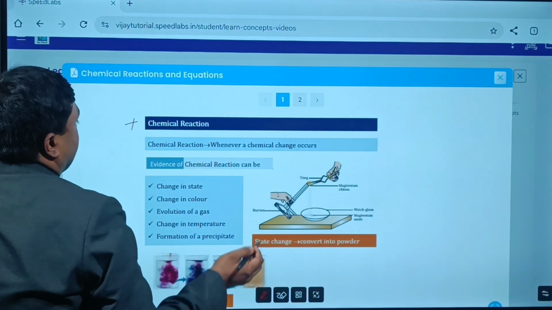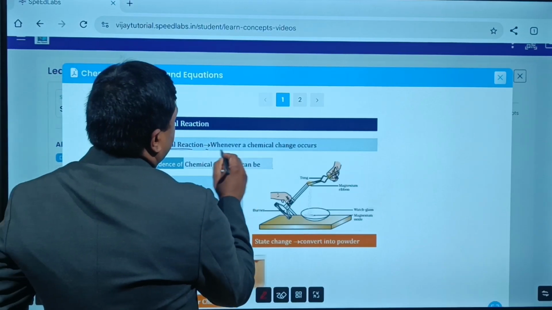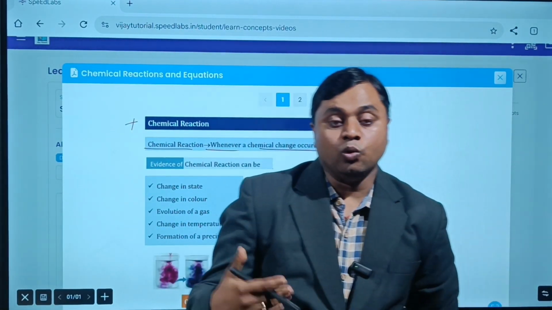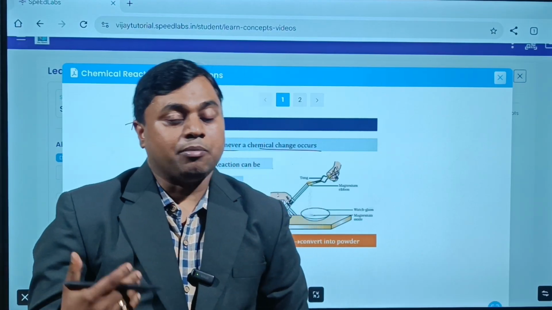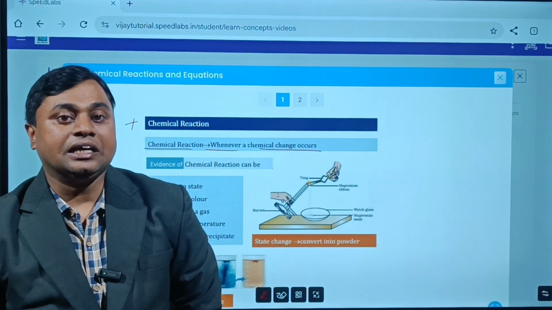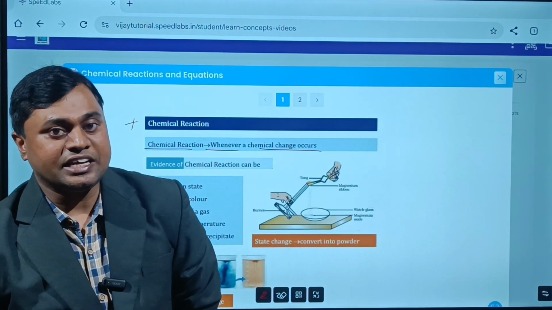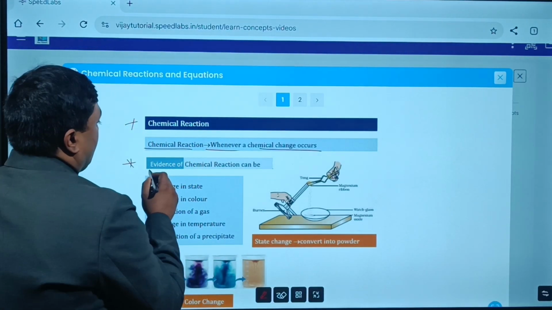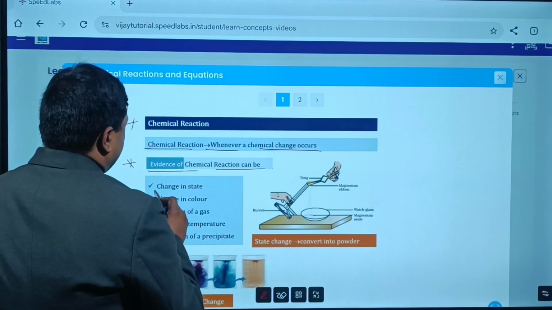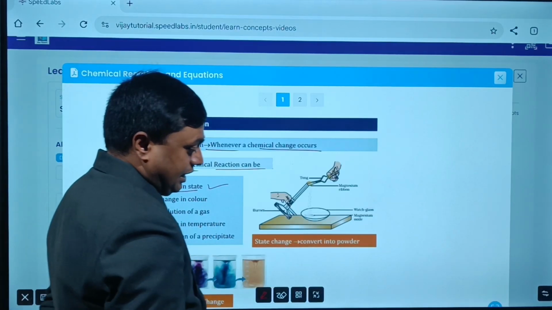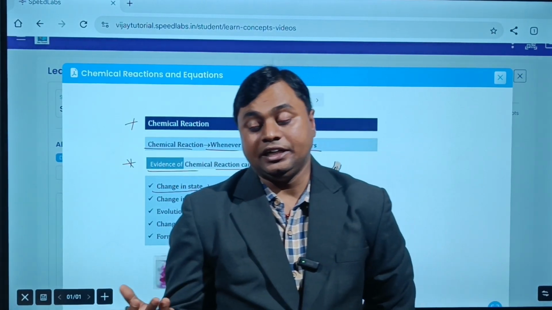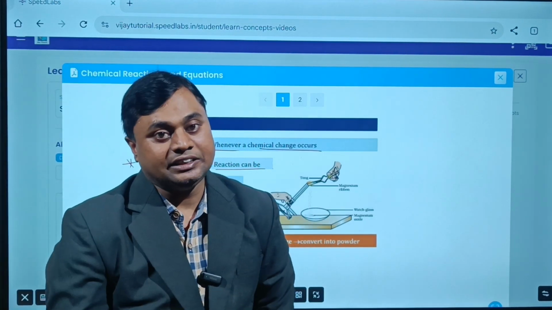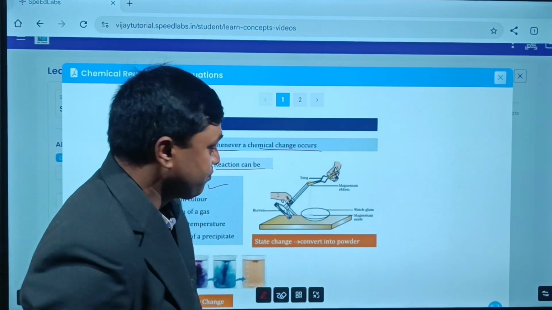Chemical reaction. What is a chemical reaction? Generally whenever a chemical change occurs, like burning of coal, whenever coal is burnt, we get carbon dioxide, yes or no? So that is a chemical change, or we can say chemical reaction. There are a few characteristics or evidence of a chemical reaction. Whenever there is a change in state, in the sense solid to liquid, liquid to gaseous state, we can say that a chemical reaction has taken place.